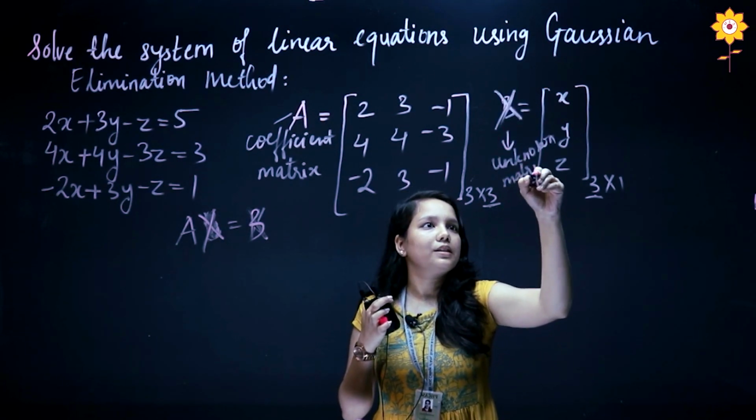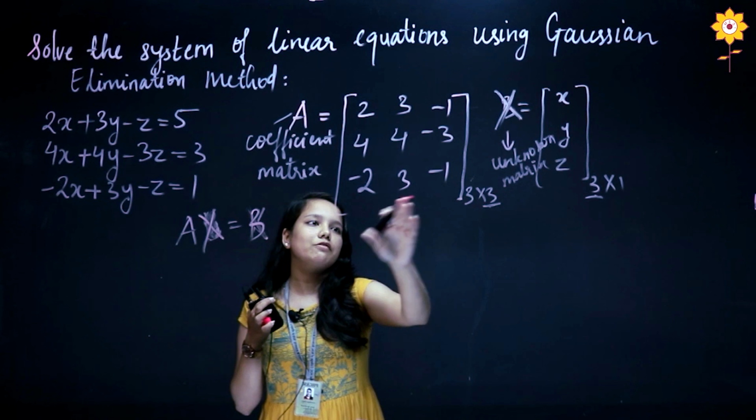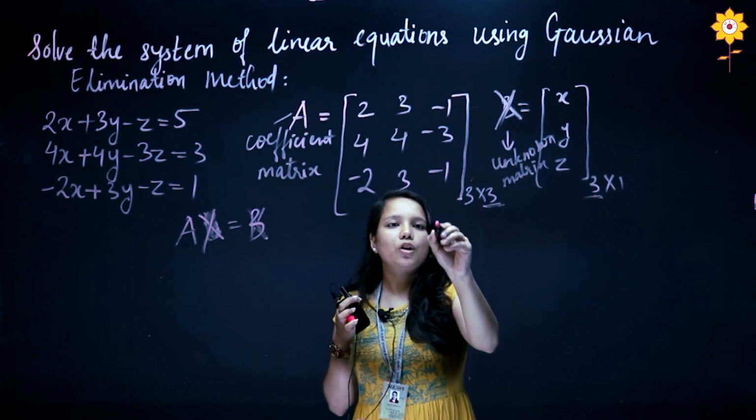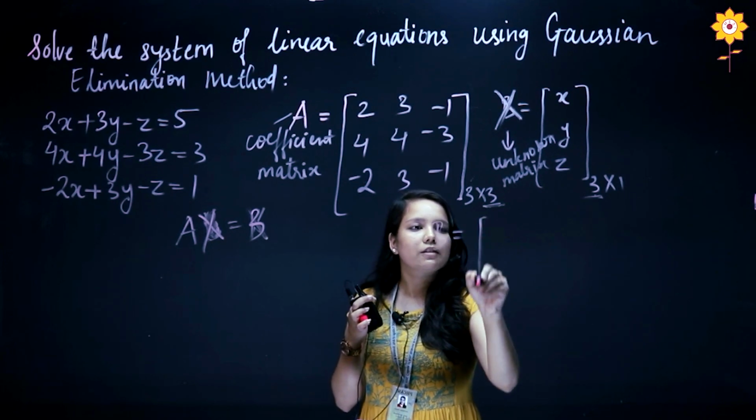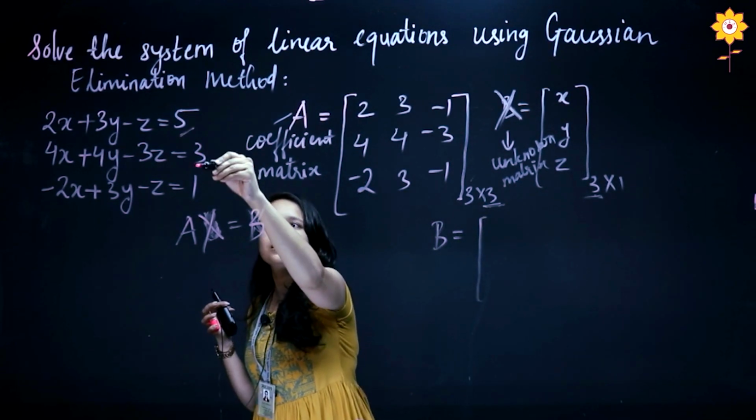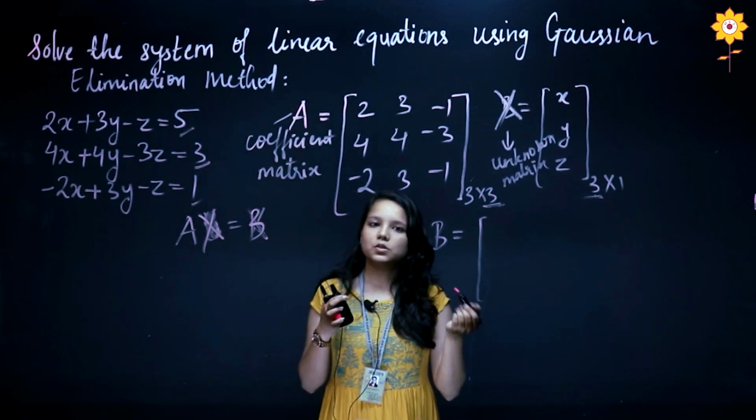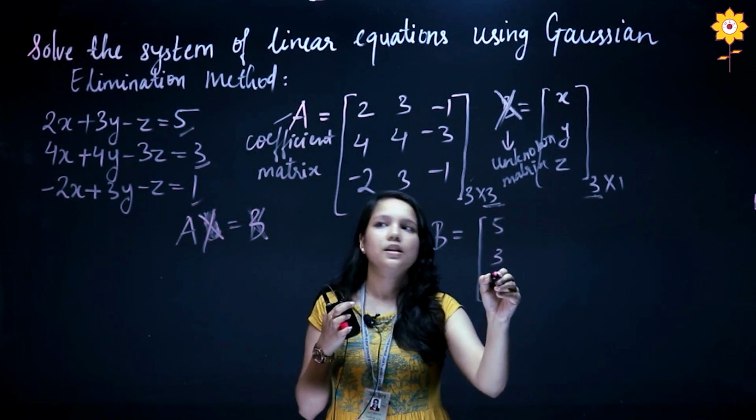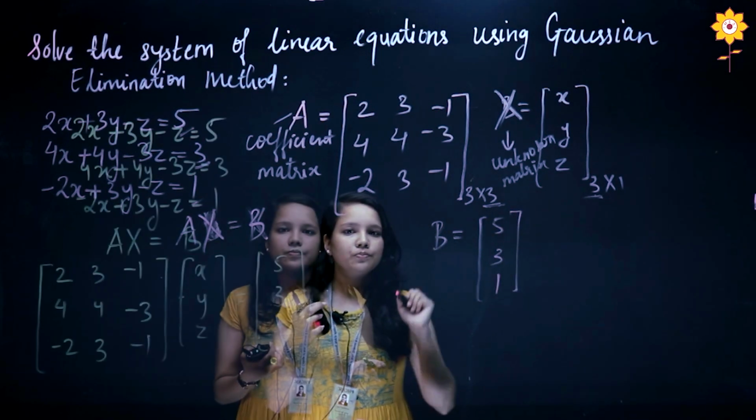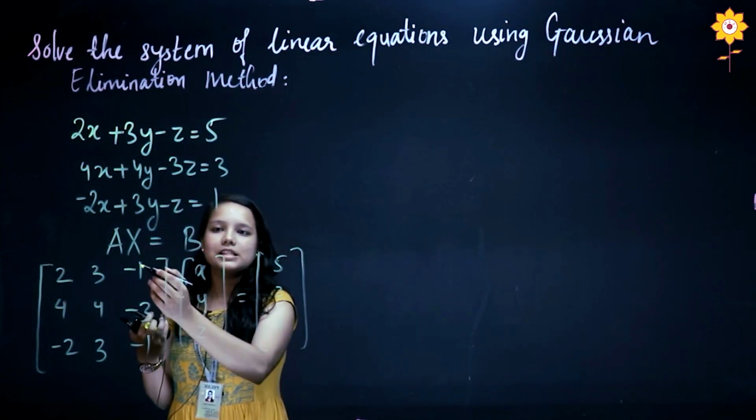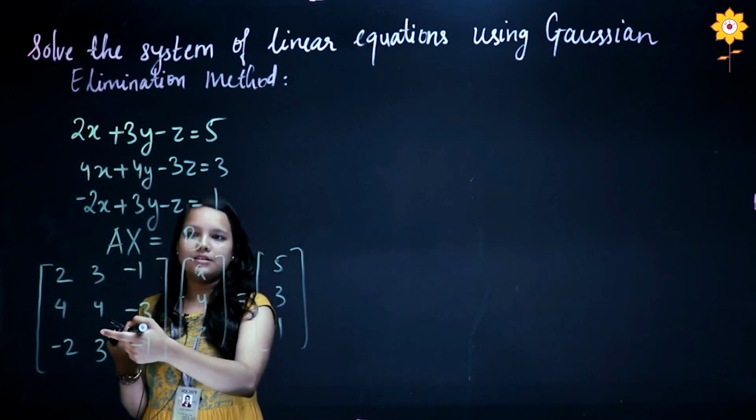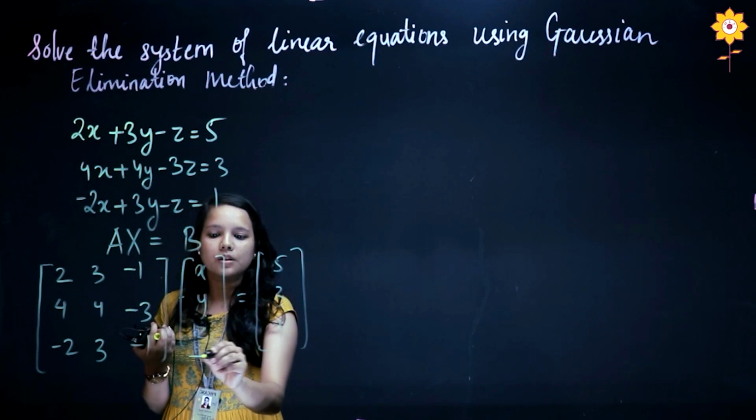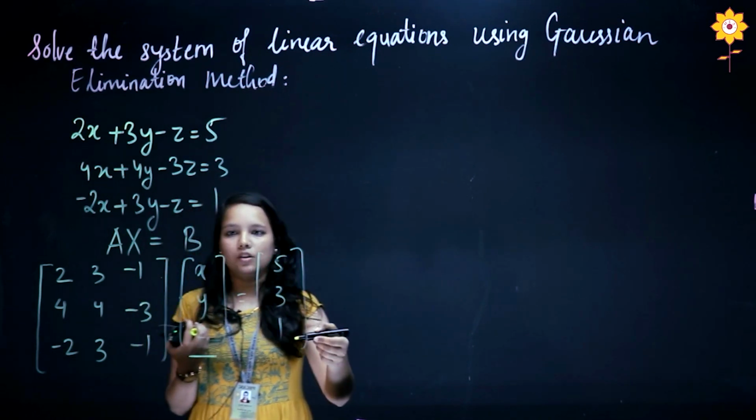We can multiply two matrices only if the number of columns and the number of rows match. Now we form a matrix B, which is the matrix of the constant terms, where no variable is involved. We make that matrix as 5, 3 and 1. So now we have these matrices: A is the matrix of all the coefficients, X is the matrix of all the unknowns, and B is the constant matrix.